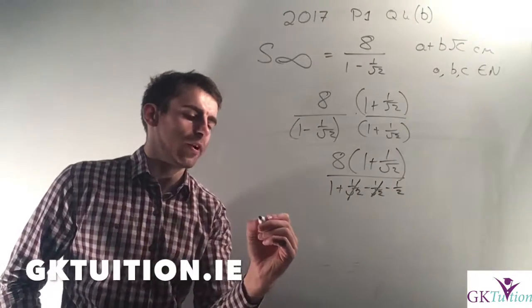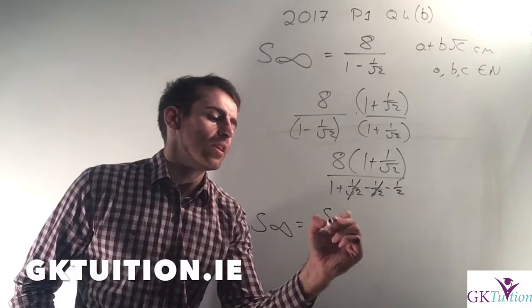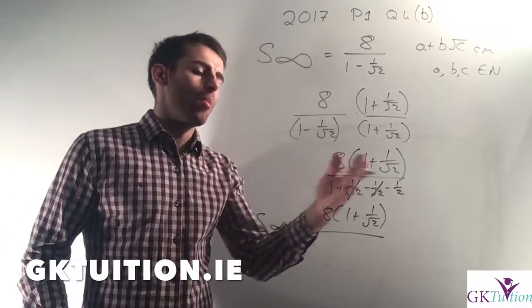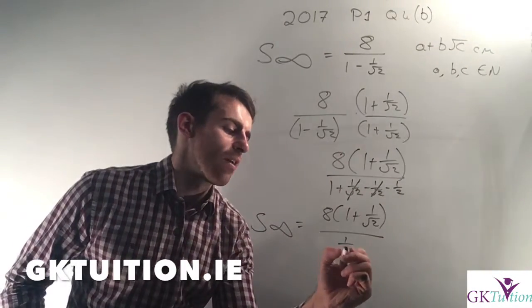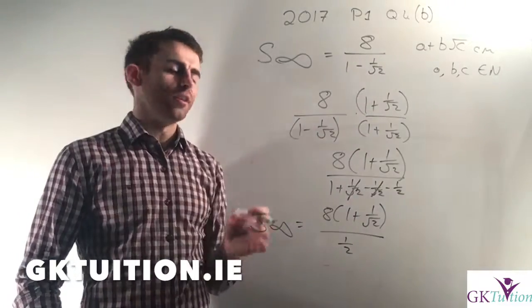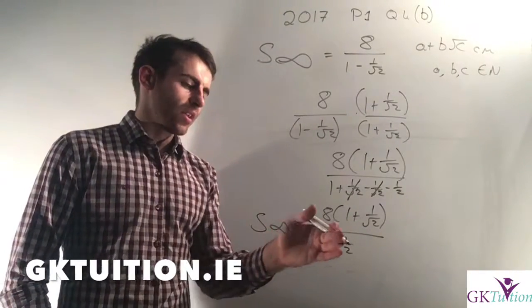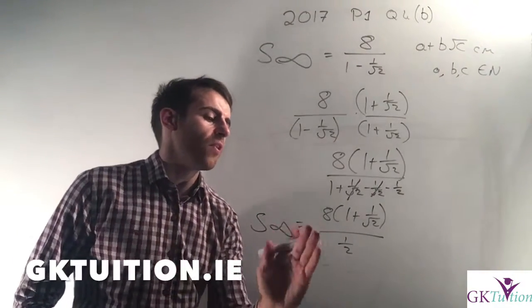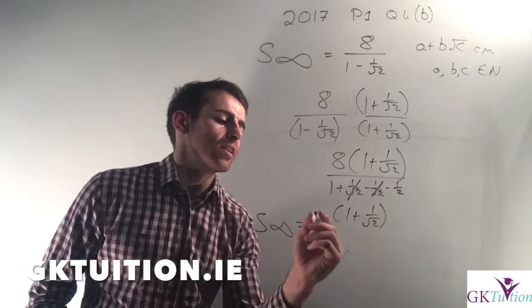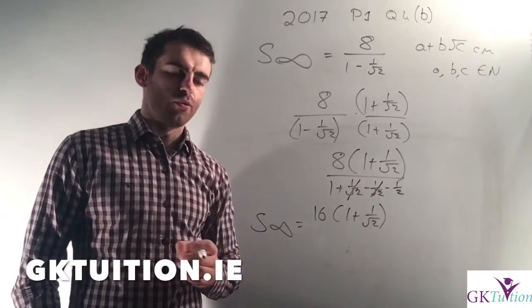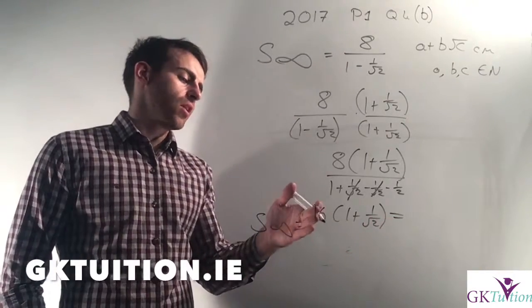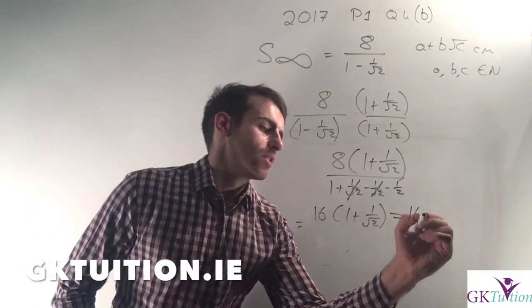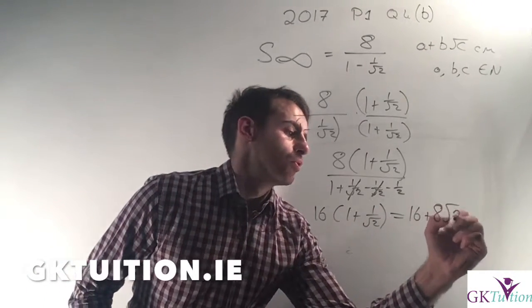So if we continue to simplify this, I can say that S infinity is 8 times 1 plus 1 over root 2, and the bottom of my fraction is just 1 minus a half. 1 minus a half is just a half. So now at least my surd is gone. Now you should recognize that a half goes into 8 16 times. So I can actually rewrite this. A half divided into 8, I can actually just rewrite this line as 16 times 1 plus 1 over root 2. And if I multiply this out, 16 by 1 is 16. 16 by 1 over root 2 is, so I'm just left with plus 8 root 2.